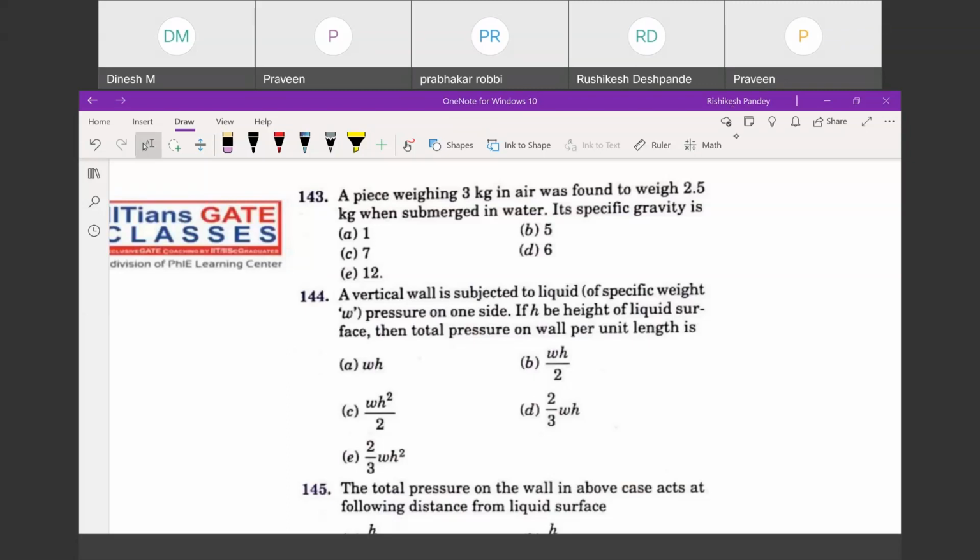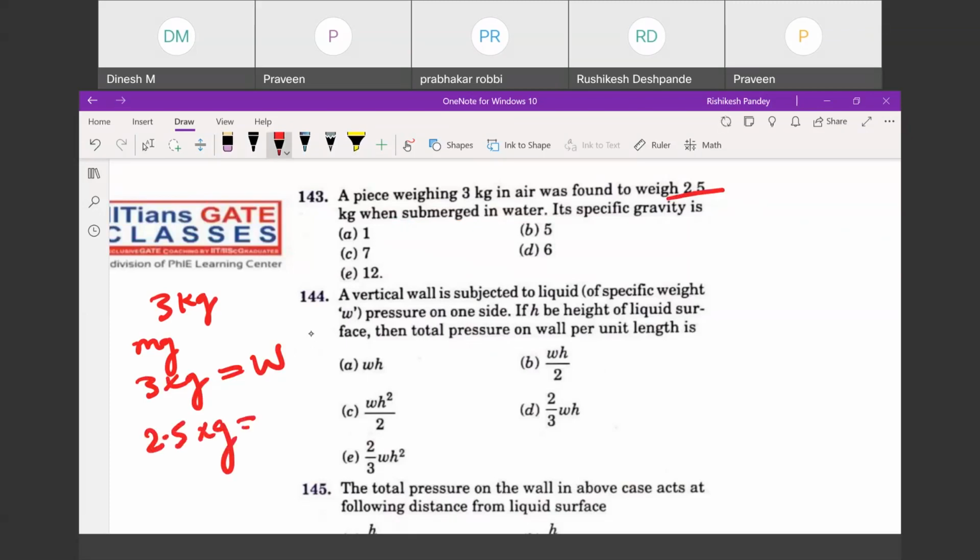Anyone? You made some mistake, I think. You see, in air it is 3 kg, m into g. So 3 into g is the weight in air. The weight inside the water when completely submerged is 2.5 multiplied by g. So I've told you, there is a difference. Earlier in air it is 3, inside it is 2.5. This difference comes because of what? A buoyancy force, FB, acting in the upward direction.